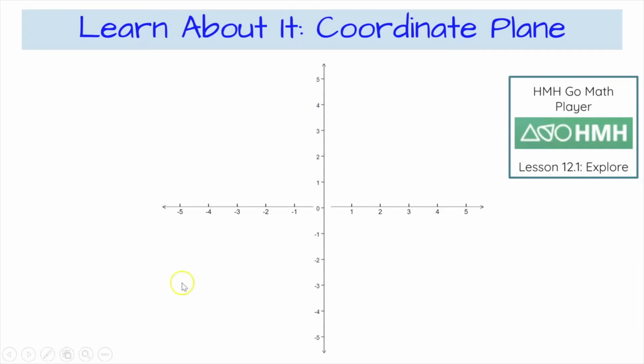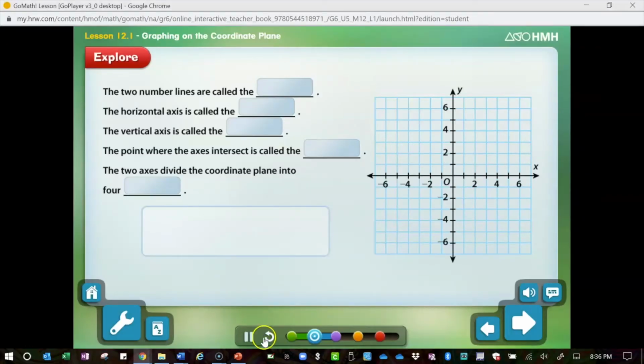And we're going to take a look at the HMH Go Math player to explore some of the key features and the vocabulary of a coordinate plane. A coordinate plane is formed by two number lines that intersect at right angles. The point of intersection is 0 on each number line. Which words will complete the sentences?